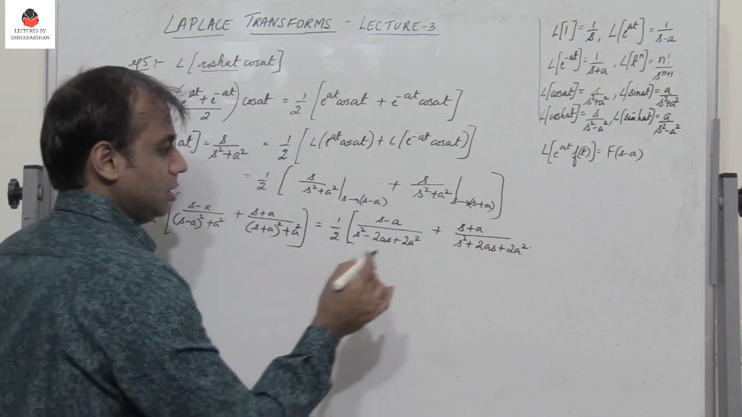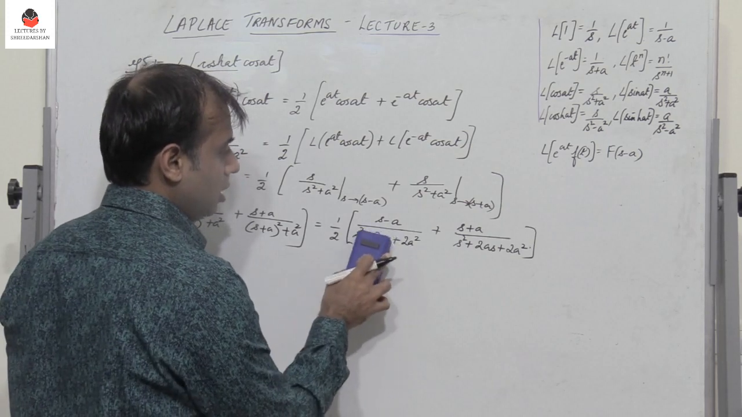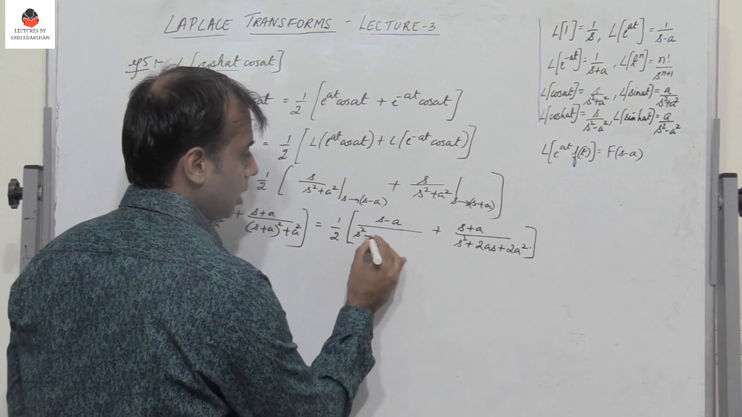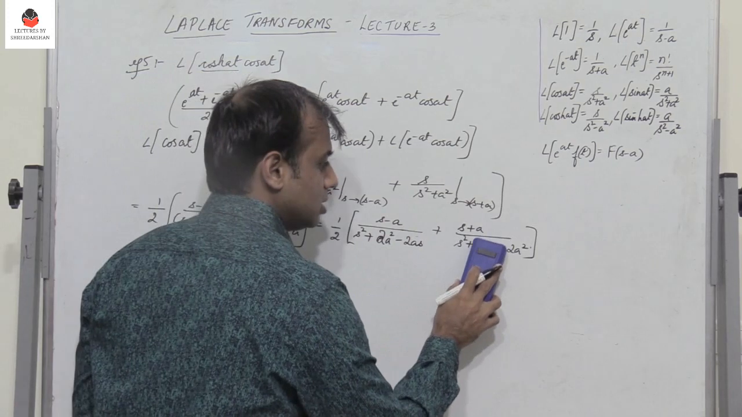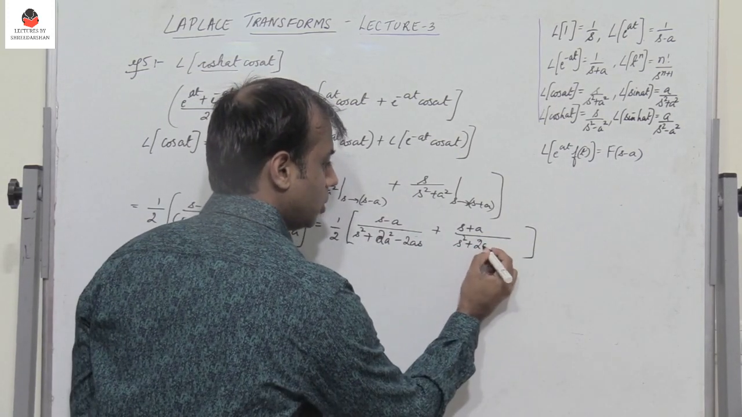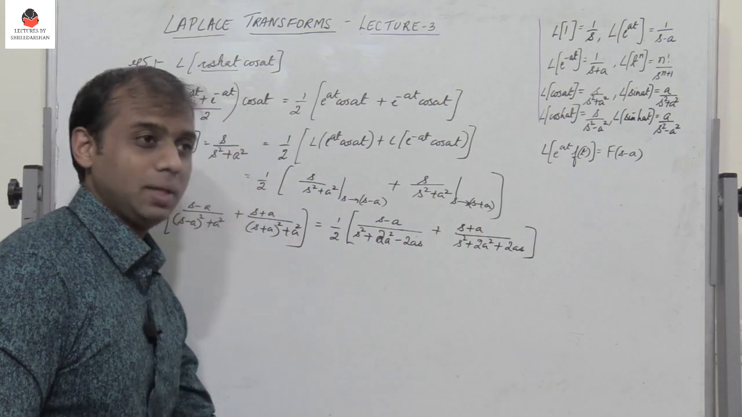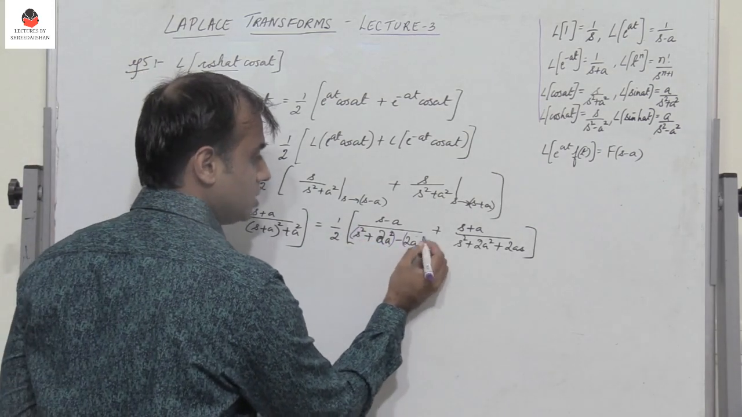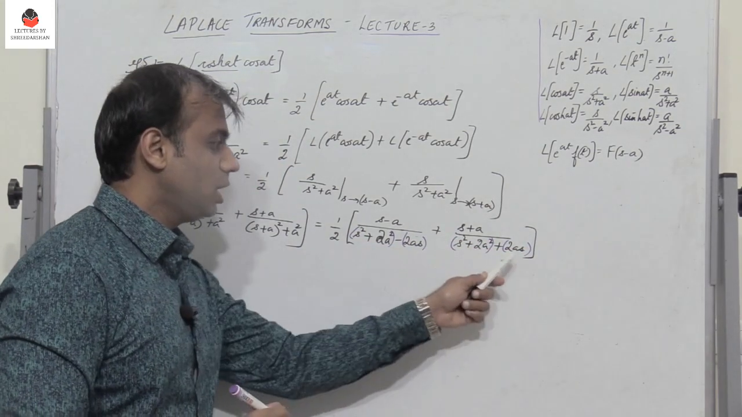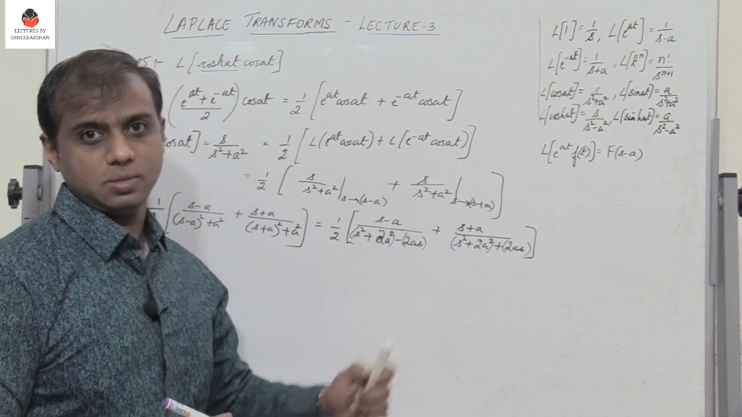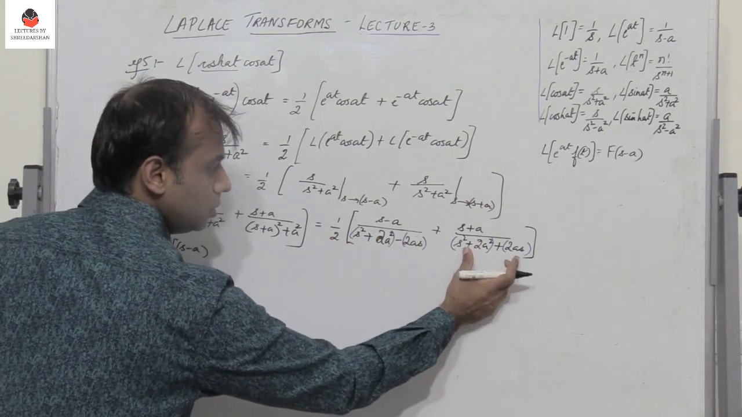So now let me rewrite this expression. Now how will I rewrite this? Let me rewrite this as s square plus 2a square minus 2as, and let me rewrite this as s square plus 2a square plus 2as. Now observe that the denominator is of the form a minus b. So this is a minus b, a plus b. So when I take the LCM, you get a minus b into a plus b, which is nothing but a square minus b square. So 1 by 2, s minus a into this expression.